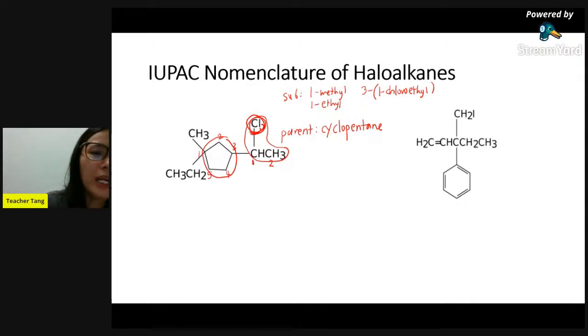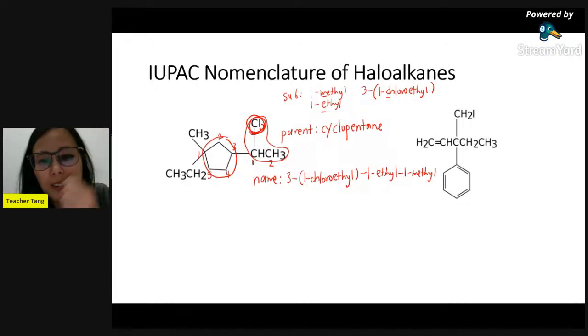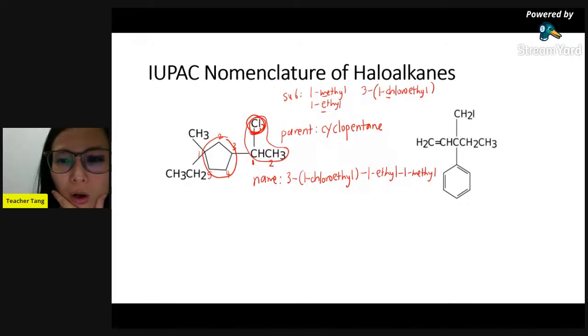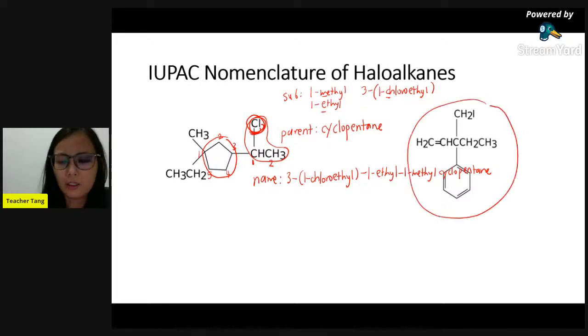Okay, and then arrange them in alphabetical order. So this is C, this is E, and this is M. Which one comes first? Of course it's C. So 3-(1-chloroethyl)-1-ethyl-1-methylcyclopentane. Not enough space, so I write the whole name. So the last compound, you do it as homework. Okay, so name it yourself.